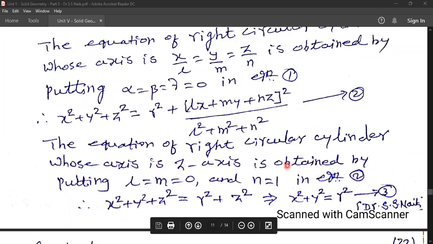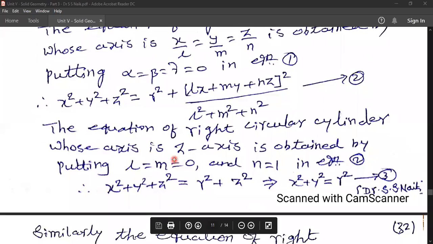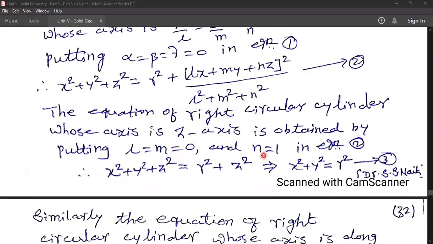is the z axis, obtained by substituting l = m = 0 and n = 1. So for the z axis, the direction ratios will automatically become l = m = 0 and n = 1. So substitute this in equation number 2. When you put this value, this becomes x² + y² + z². This will remain the same as far as the left hand side is concerned. r² also remains the same.